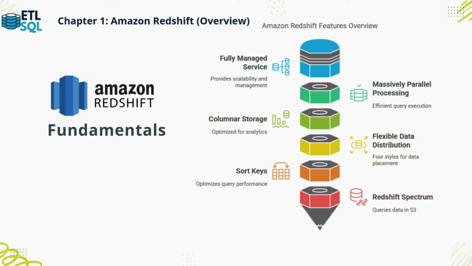Regarding data distribution, Redshift offers four flexible styles for data placement. These are key, even, all, and auto. This flexibility allows you to optimize your database design according to your specific workload patterns.